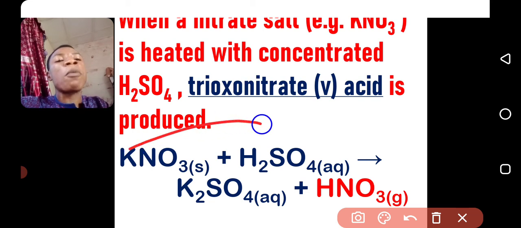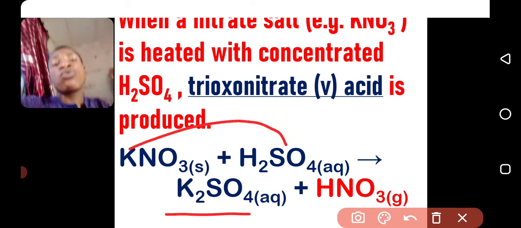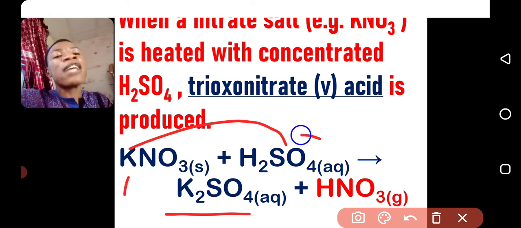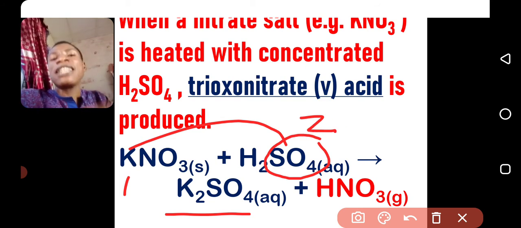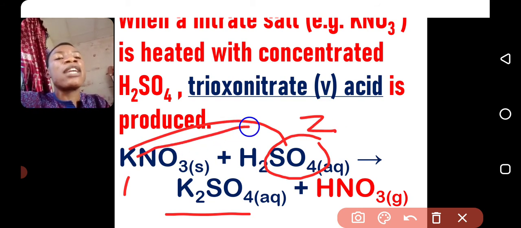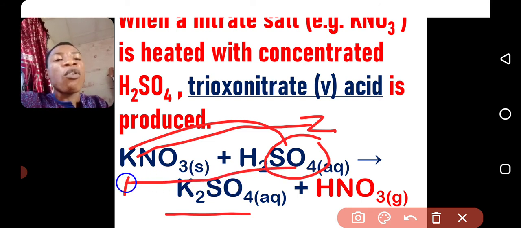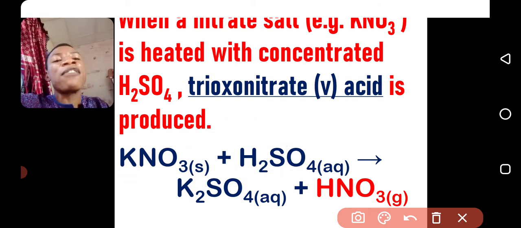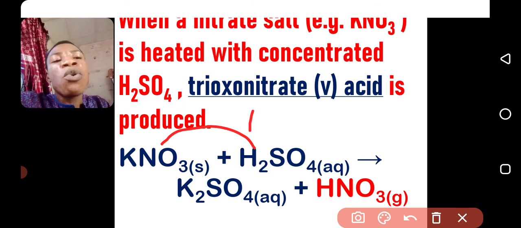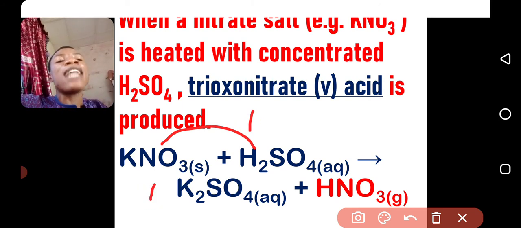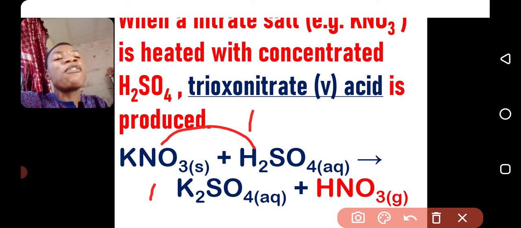K picks up SO4, giving us K2SO4. Valency of K is 1. Valency of SO4 as a radical is 2. So when they exchange their valency, that gives us K2SO4. Then the remaining is H and NO3. Valency of H is 1. Valency of NO3 is also 1. So when they combine, they give us HNO3.